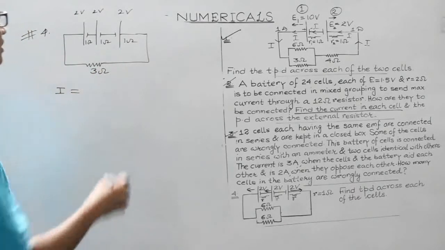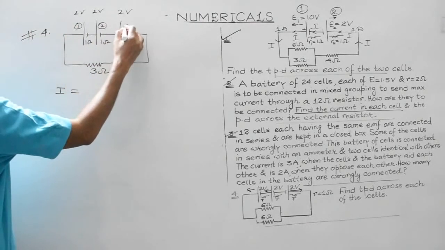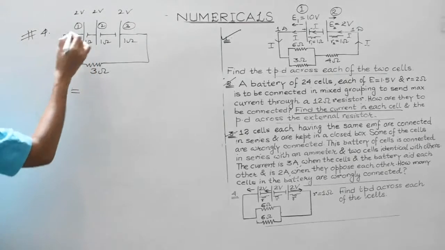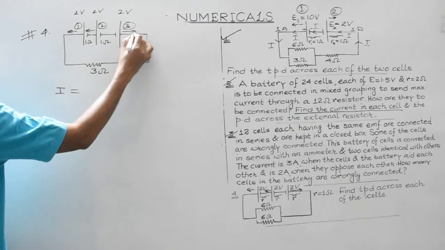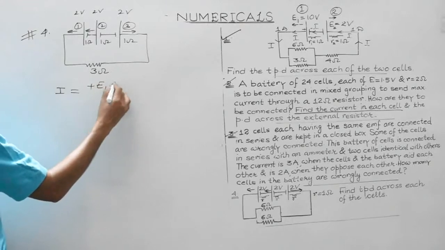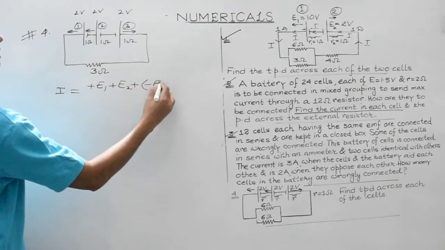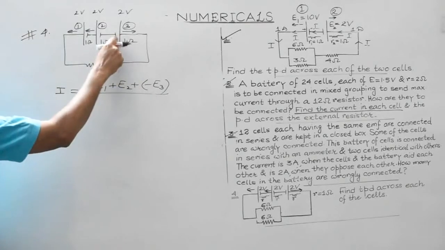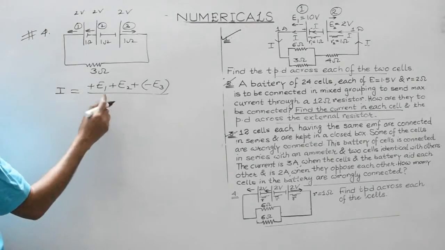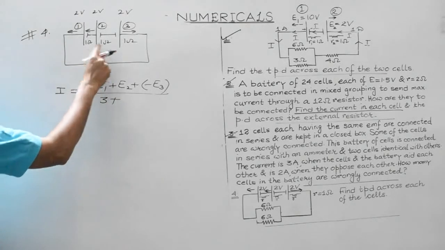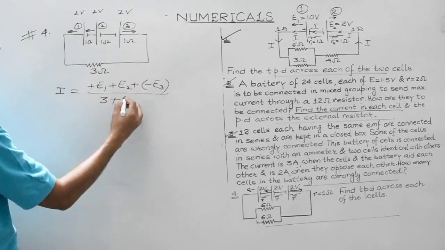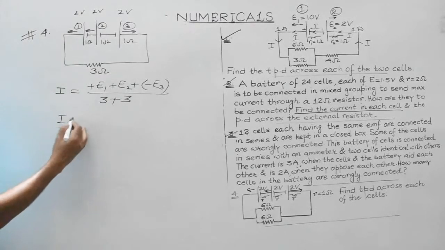Net current through the circuit is, suppose these are the 3 cells. Net current through the circuit is net EMF divided by net resistance. What is the net EMF? These are the 2 cells sending current in the same direction, while this is the cell sending current in the opposite direction. So it will be equal to plus E1 plus E2 minus E3. Why this negative sign? Because it is opposing these 2 cells. It is sending current in an opposite direction. Divided by net resistance. Net resistance is the external resistance plus internal resistance. Internal resistance, since the cells are connected in series, the net internal resistance will get added up. Clear, students? So let's solve it.